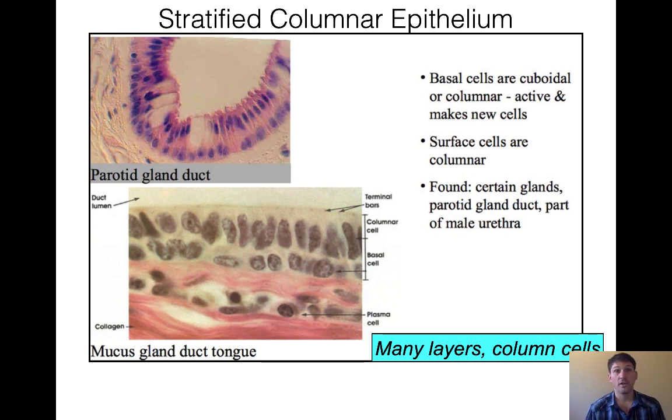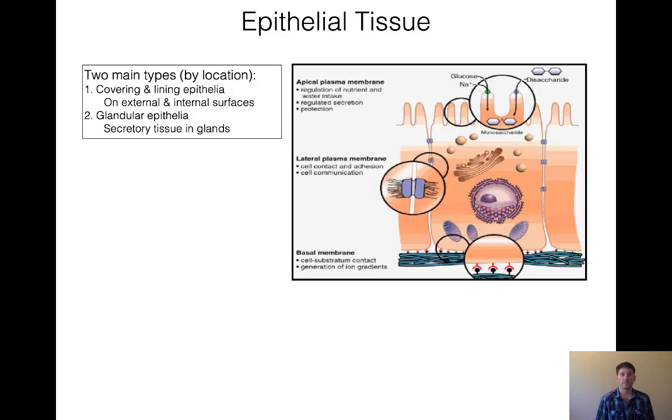We do also find stratified columnar cells. We tend to find these in different ducts, so the parotid gland duct, part of the male urethra as well. But again, less important than the other ones.